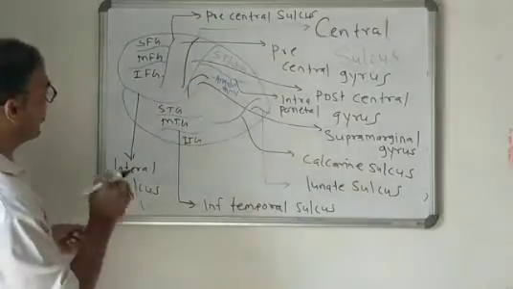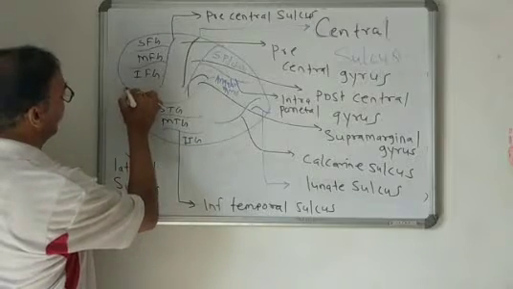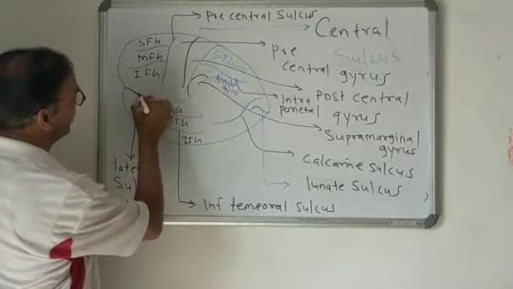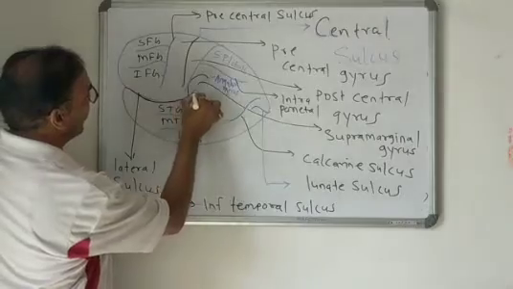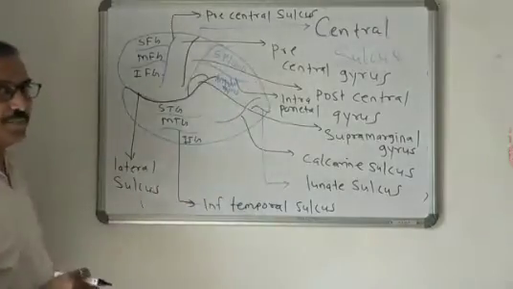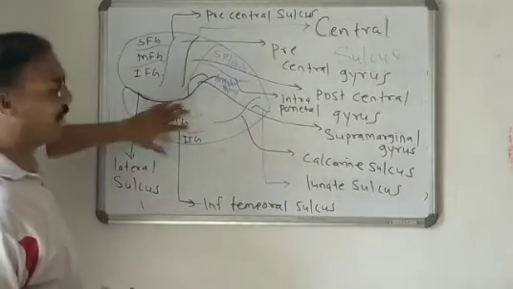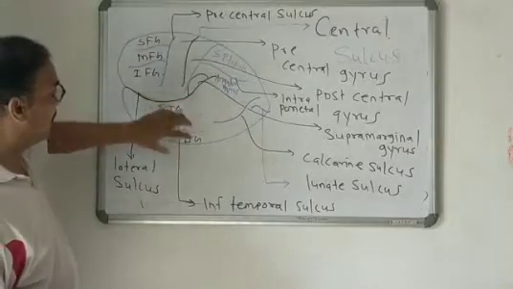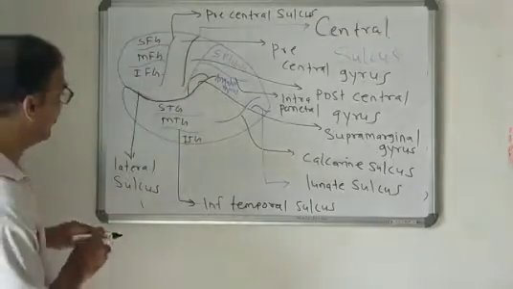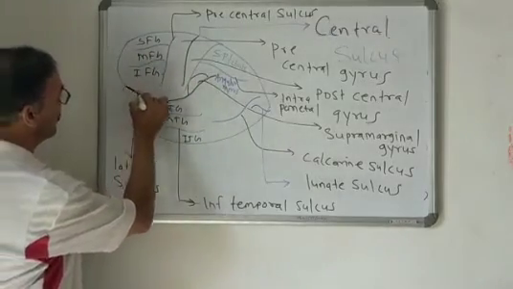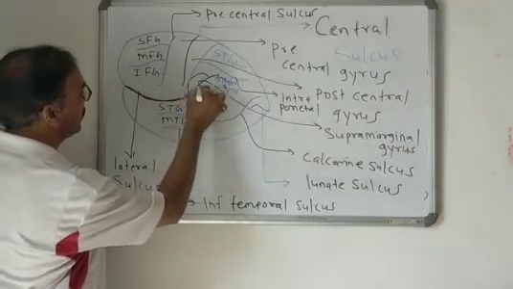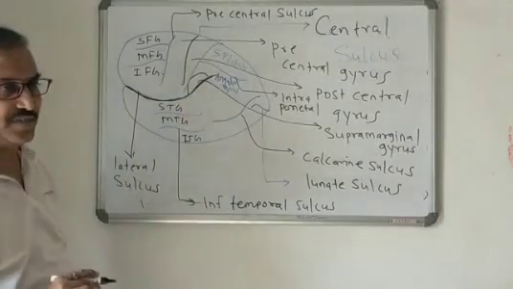Now another important sulcus present here is the lateral sulcus. This lateral sulcus is present between the frontal, parietal and temporal lobes. In between these three lobes, the sulcus present is a complete one. So this is the lateral sulcus. So these are the important sulci present.